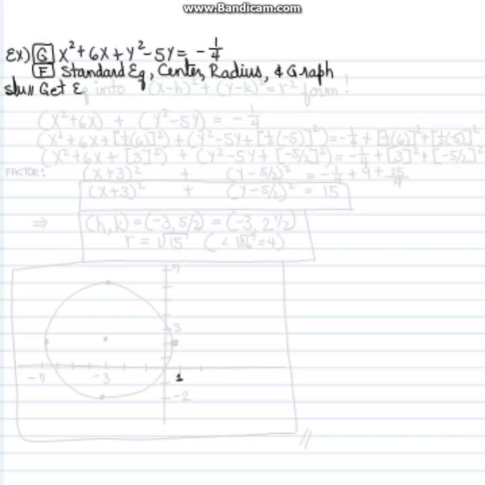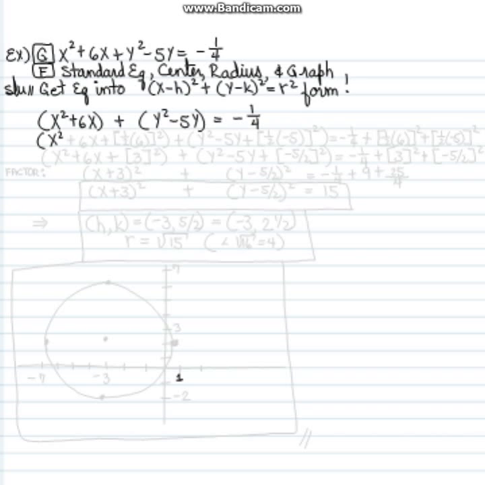Now you need to remember what standard form is for a circle centered at (h, k) with radius r. It is (x minus h) squared plus (y minus k) squared equals r squared. To do this, first we're going to gather all of the x's together in parentheses plus all of the y's together in parentheses equals the other side, negative 1/4.